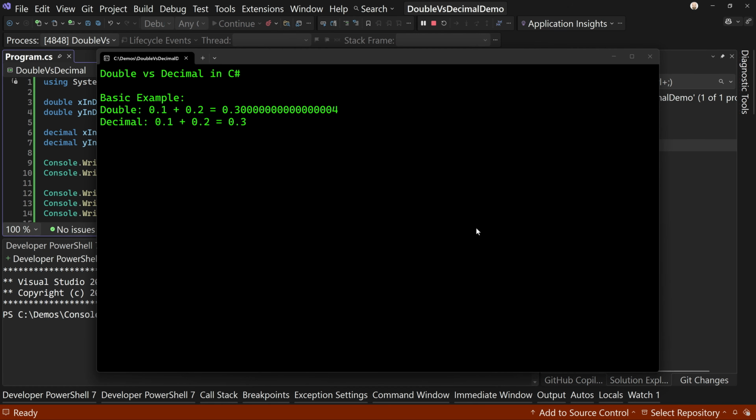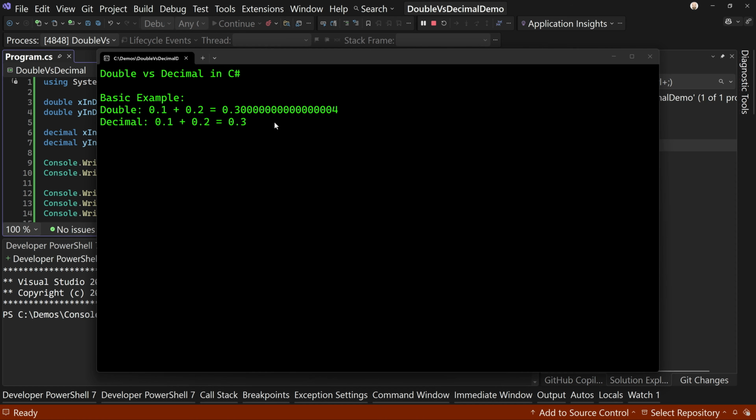And here's the basic example that everyone sees and freaks out about. The basic example is 0.1 plus 0.2. If we're in double, we get 0.30000 for a number of them, and then 4. But in decimal, we get 0.1 plus 0.2 equals 0.3, which is precisely what we're expecting.